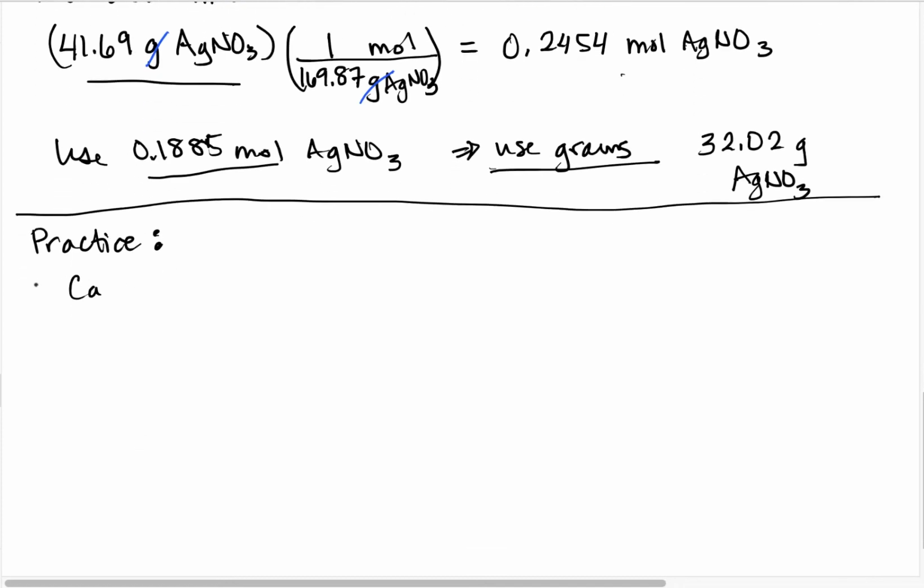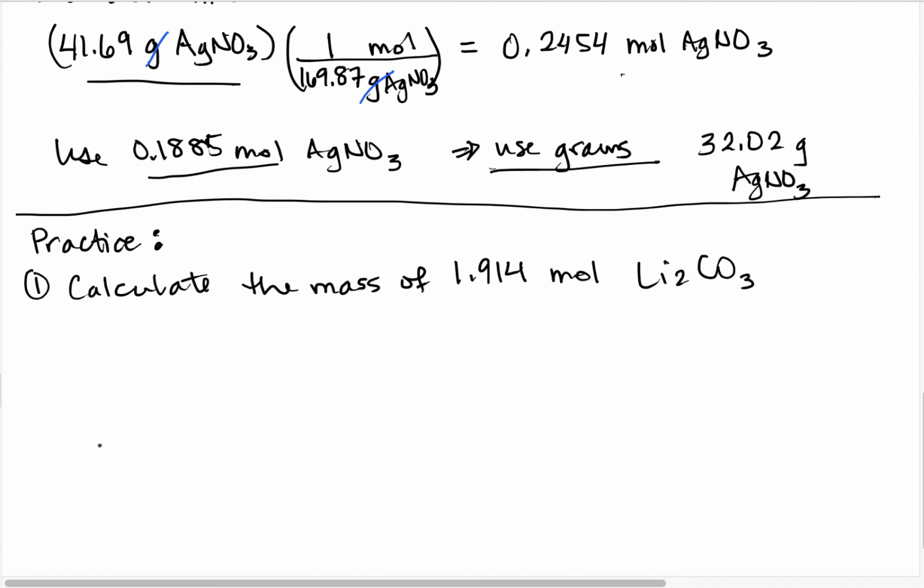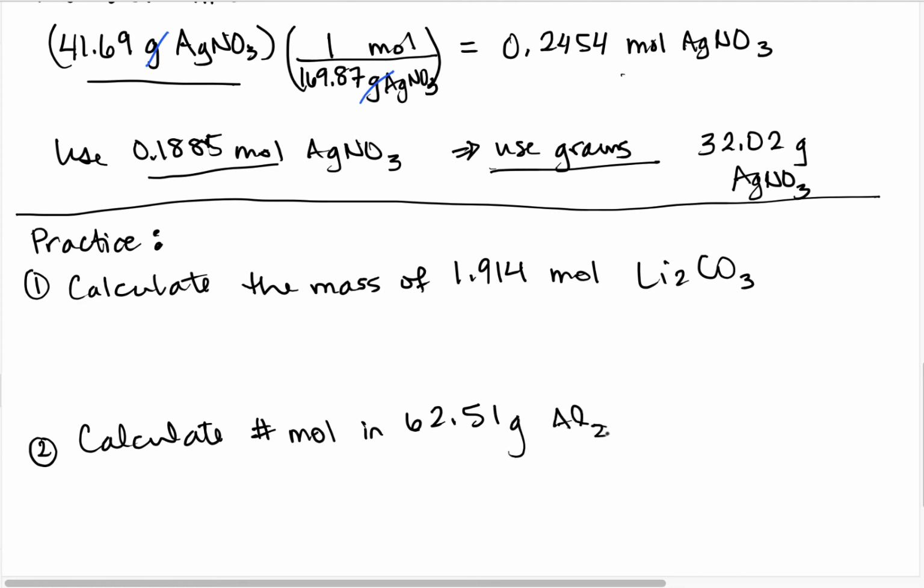Let's calculate the mass of 1.914 moles lithium carbonate and calculate the number of moles in 62.51 grams aluminum oxide, Al2O3. All right, pause the video and go and try those out.